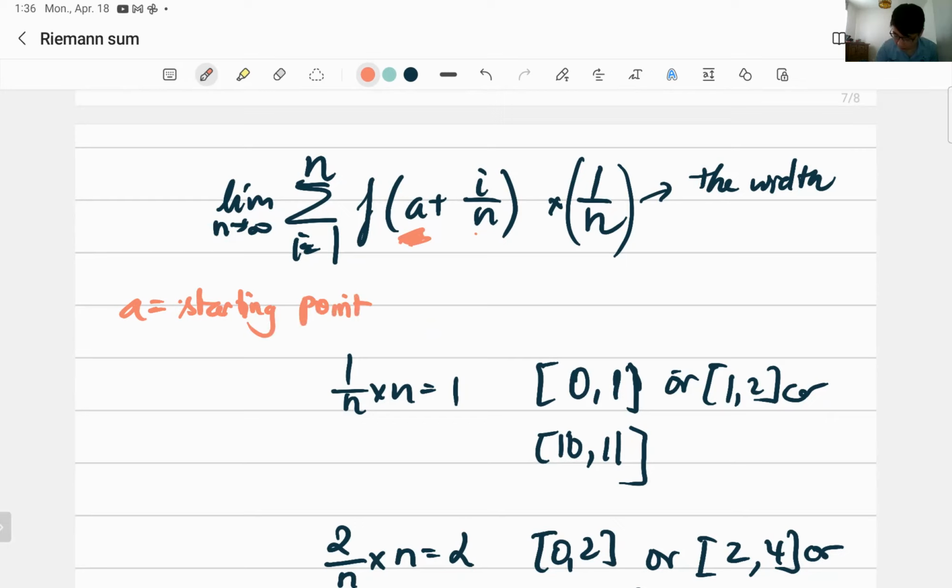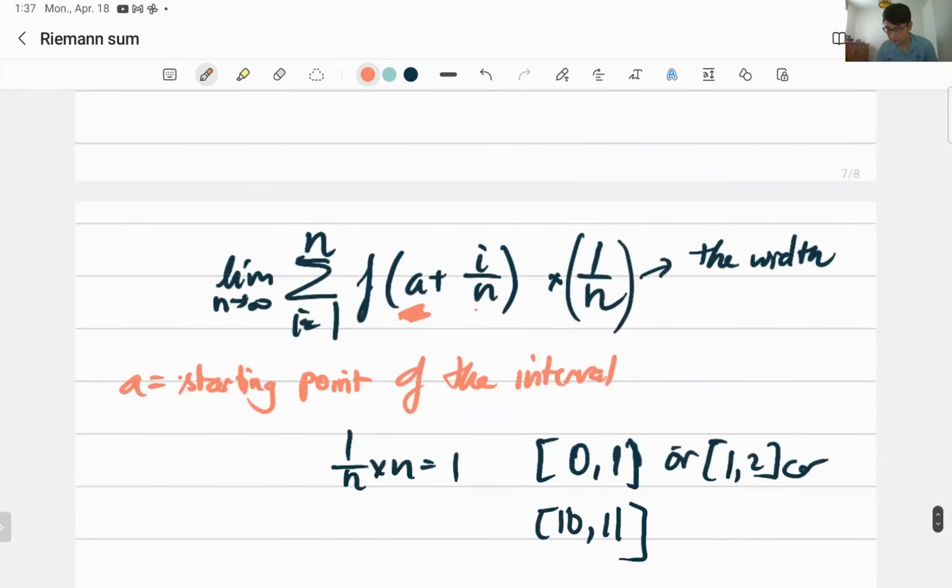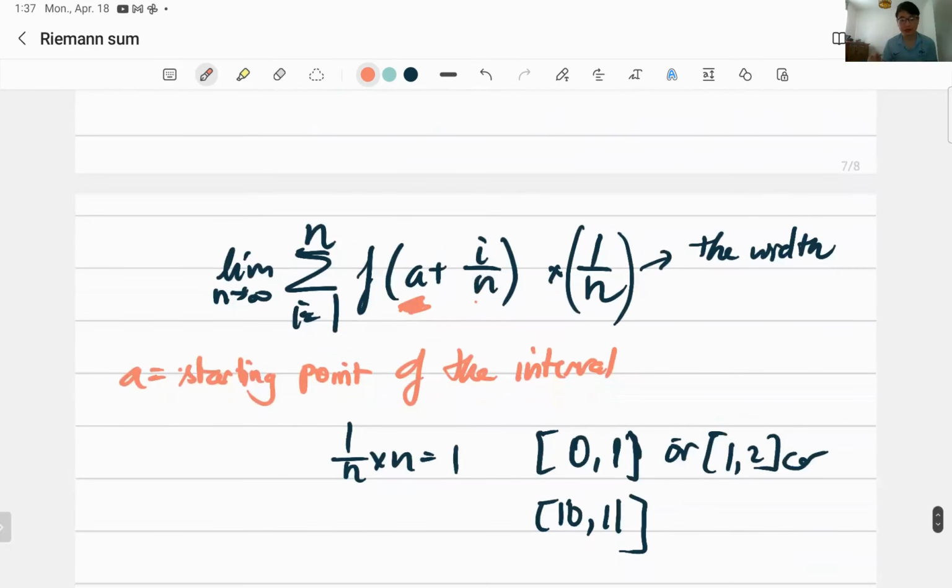So in this expression, if A is the starting point, then the interval has to be A plus 1, because we are evaluating 1 over n times n, which is equal to 1, so the difference is only 1 unit. And so this is evaluating from A to A plus 1. All right, and this is how we find it.